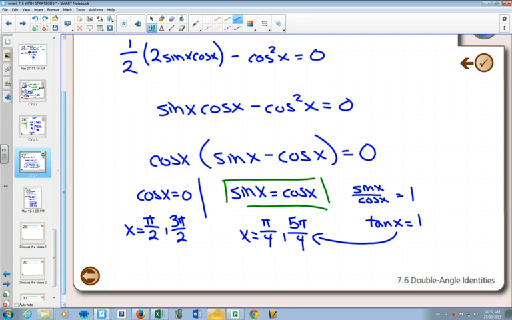So the questions you can do for this one are 12 to 15. 12, 13, 14, and 15.